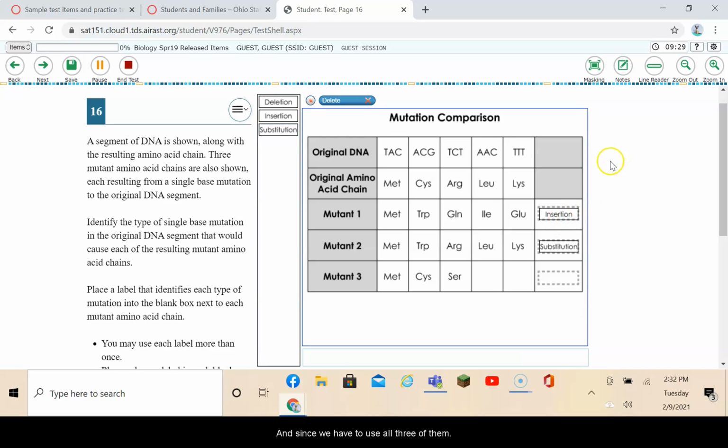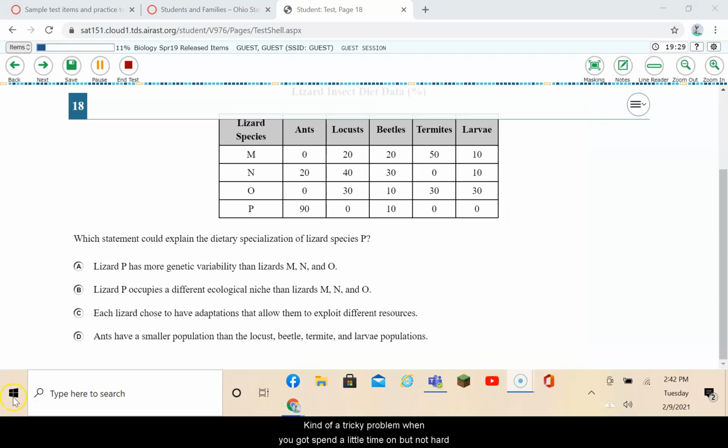And since we have to use all 3 of them, the final one is a deletion. Okay, and you can see it's shortened. So, kind of a tricky problem, one you guys spend a little time on, but not hard. Number 18.